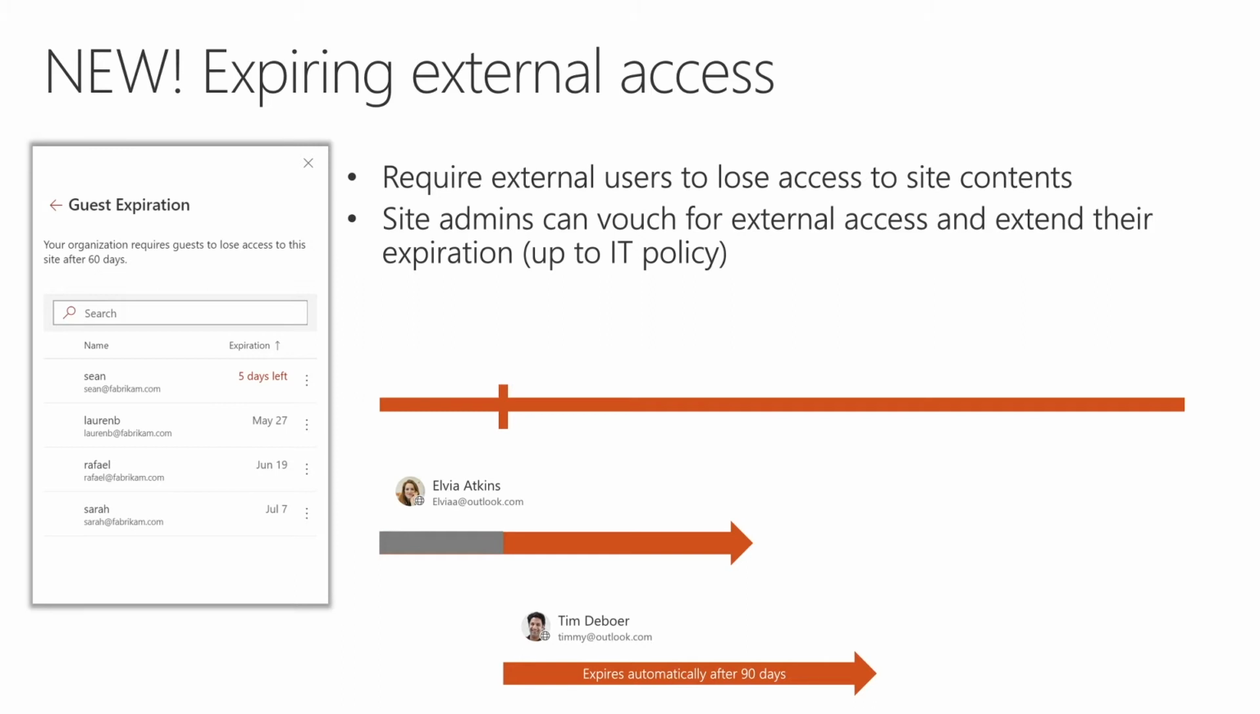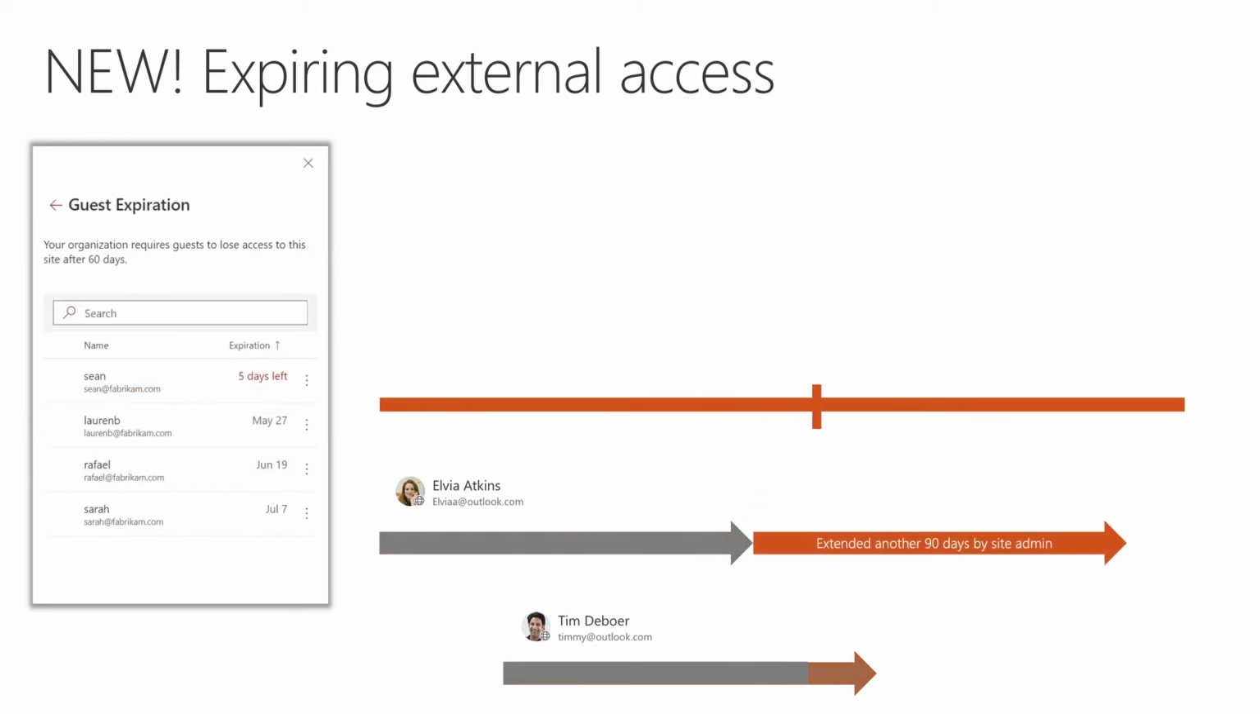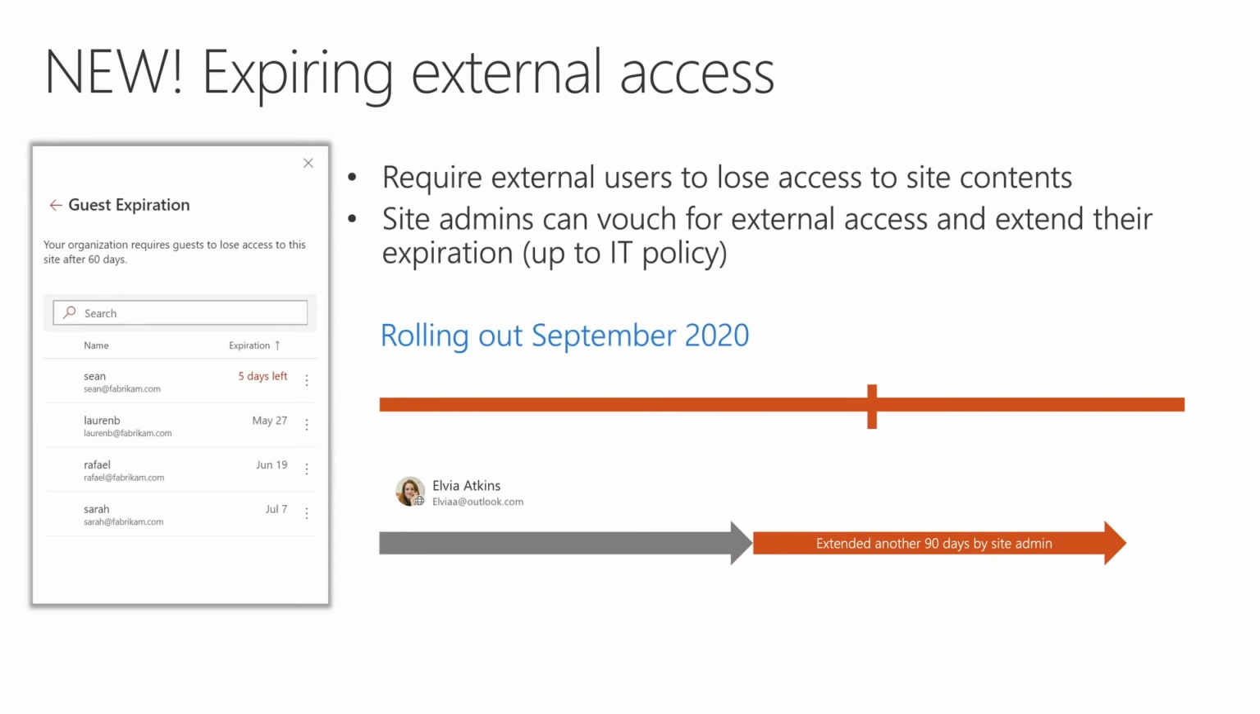Now, before Elvia's access expires, we've been working really well together, and I'm really valuing her feedback, so I'm gonna extend her access, and she gets another 90 days for us to collaborate together. But poor Tim, no one really liked working with him. When his 90 days are up, I'm gonna choose not to extend his access, and he'll lose access to the content all at once. This is a brand new feature that we've been working on, and we're really excited to announce that it's rolling out right now.